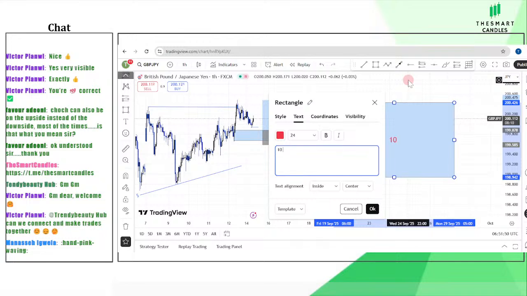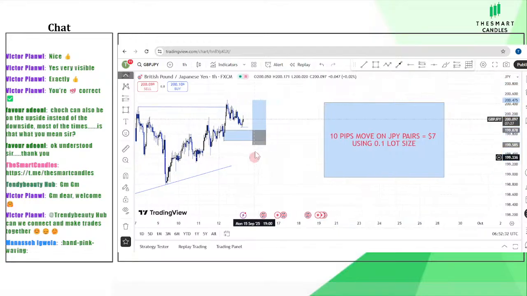So a 10 pips move on JPY pairs, all the JPY pairs, is equal to $7 using 0.1.